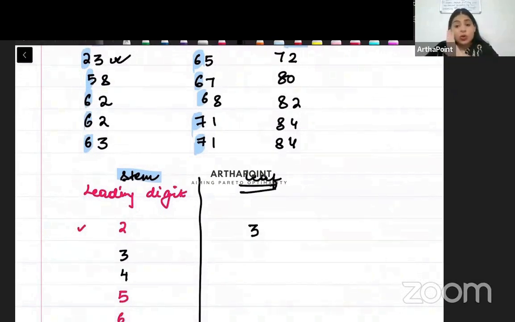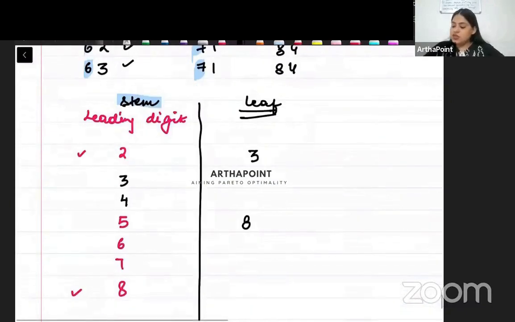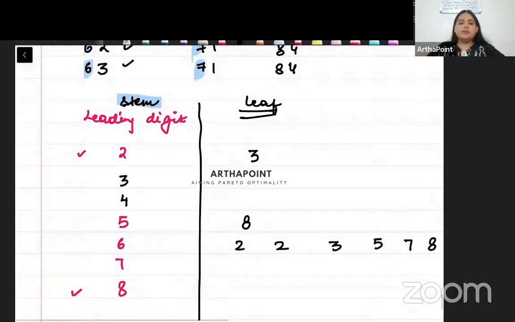3 और 4 से related कोई leaf नहीं है, leave it blank. 5 से related leaf है 8, put 8 here. ठीक है जी? Then 6 से related leaf हो गई 2, 2, 3, 5, 7 and 8. So put these leaves 2, 2, 3, 5, 7 and 8. ये हो गई 6 से related leaves.